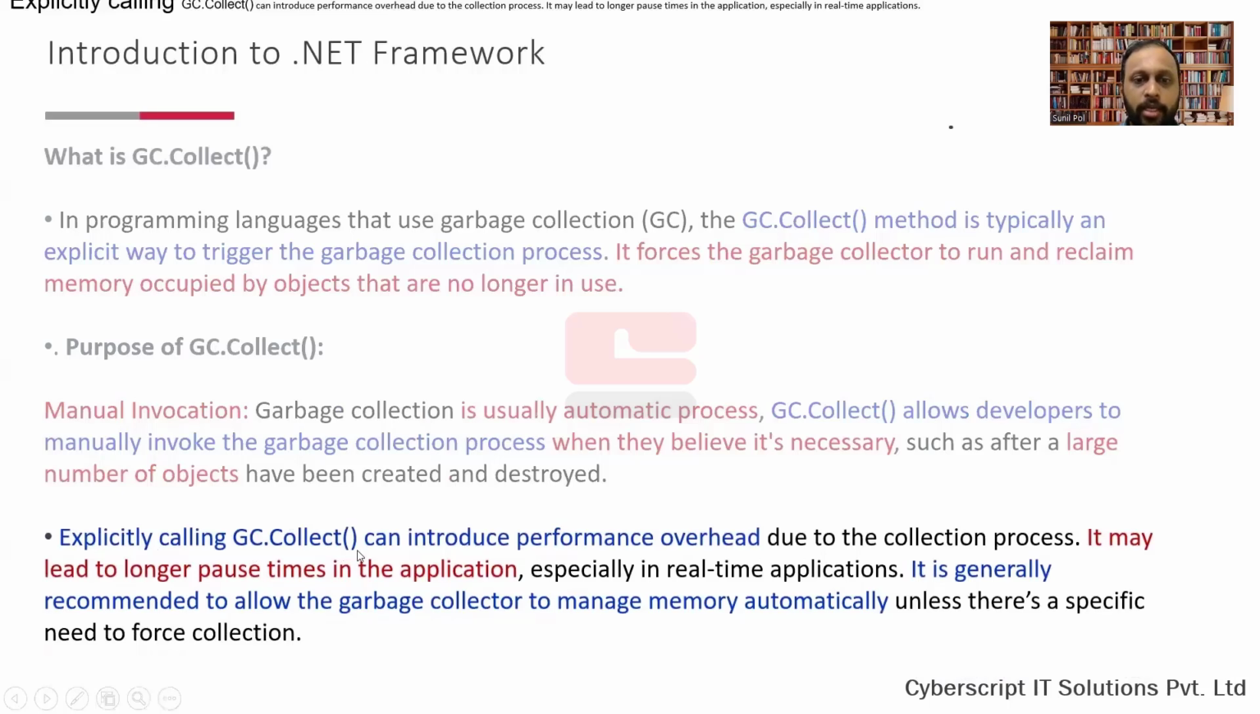Explicitly calling gc.collect can introduce performance overhead due to the collection process. It may lead to longer pause times in the application, especially in real-time applications. It is generally recommended to allow the garbage collector to manage memory automatically unless there is a specific need to force collection. Microsoft has also recommended that it should be an automatic process and there is no need to call the gc.collect method manually, because it will slow down the performance of the application.